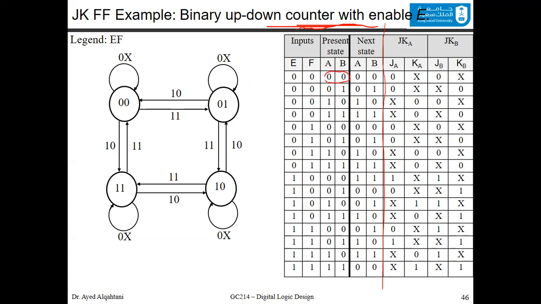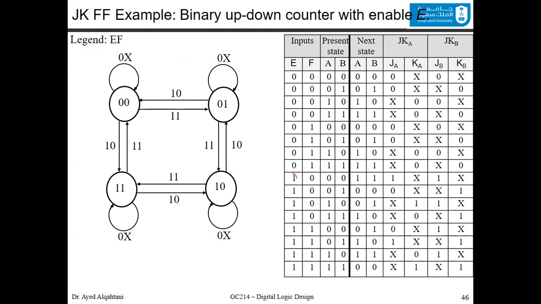If the present state is 0 and the input is 0, 0, it means that you will go back to the same state, which will be 0, 0. Now, if you are in 0 and 1, which is this state, and the inputs are 0, 0, then you go back to the same state. You notice that whenever the enable is 0, you will stay at the same states. Whatever the state you are in, you will stay in the same states.